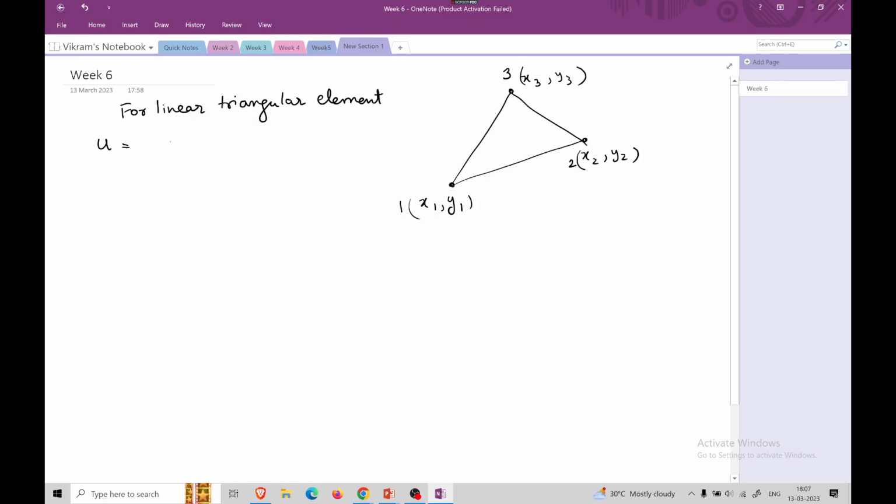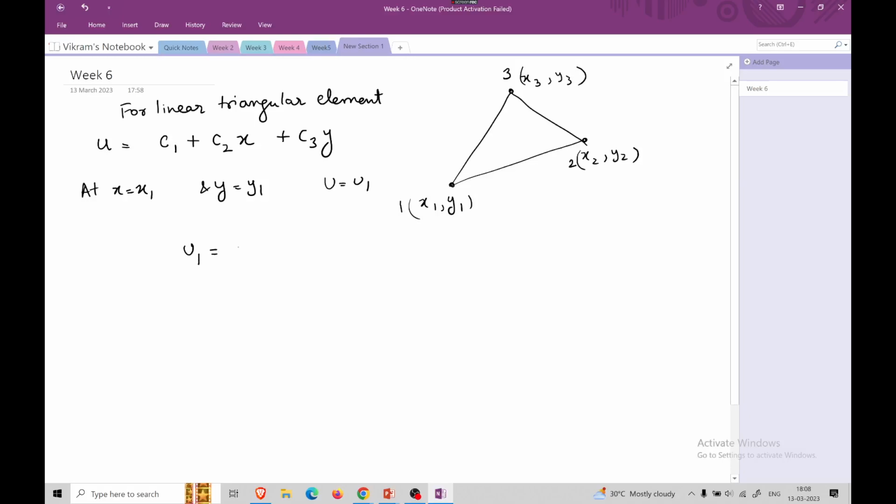My u is going to be c1 plus c2 x plus c3 y. Which means it's a function of both x and y, and I have three constants. How am I going to determine these three constants? I am going to simply plug in x equal to x1 and y equal to y1, where my u is going to be u1. Similarly at x equal to x2 and y equal to y2, my u is going to be u2, which corresponds to the displacement of the second node. Similarly I can substitute and find the displacement of the third node. So I can generate three equations like this.